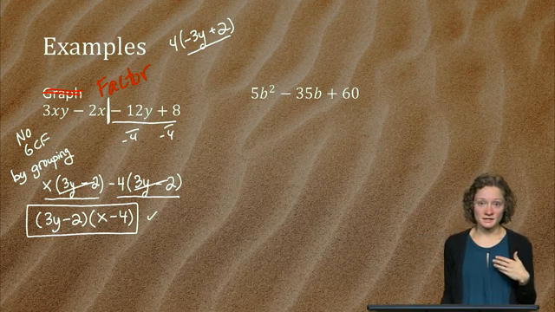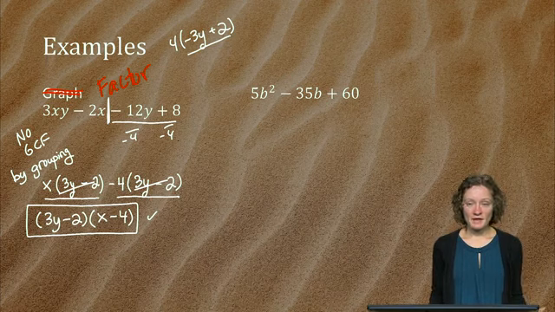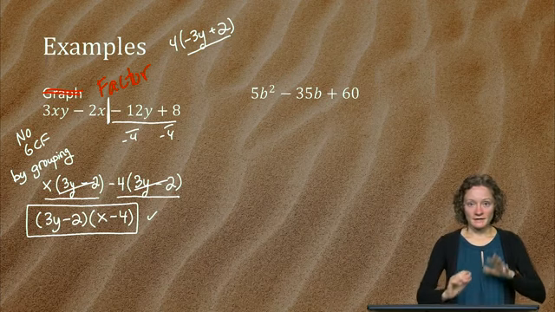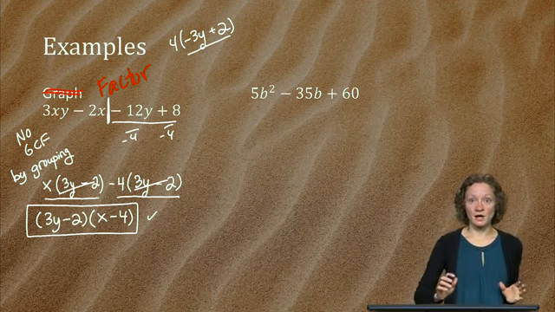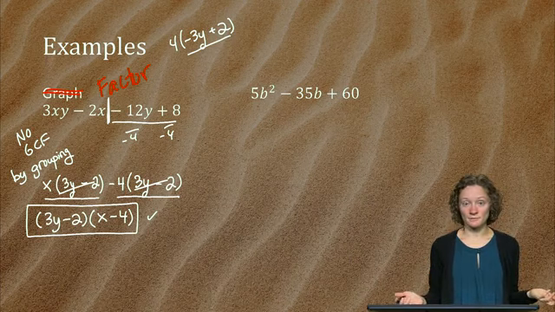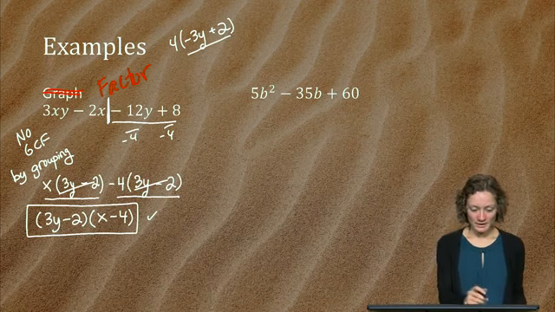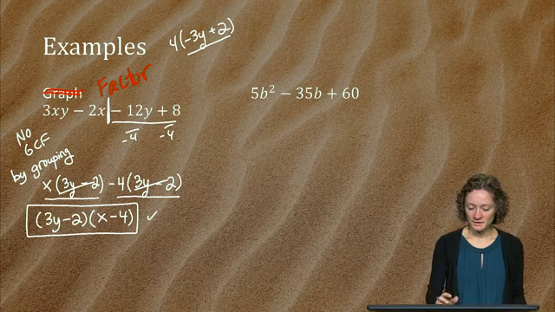Information is presented to us in lots of different ways. And in math, we often learn how to do something forwards and then backwards, how to do the operation and how to undo the operation, depending on how things are presented to us. All right, so this is using by grouping.